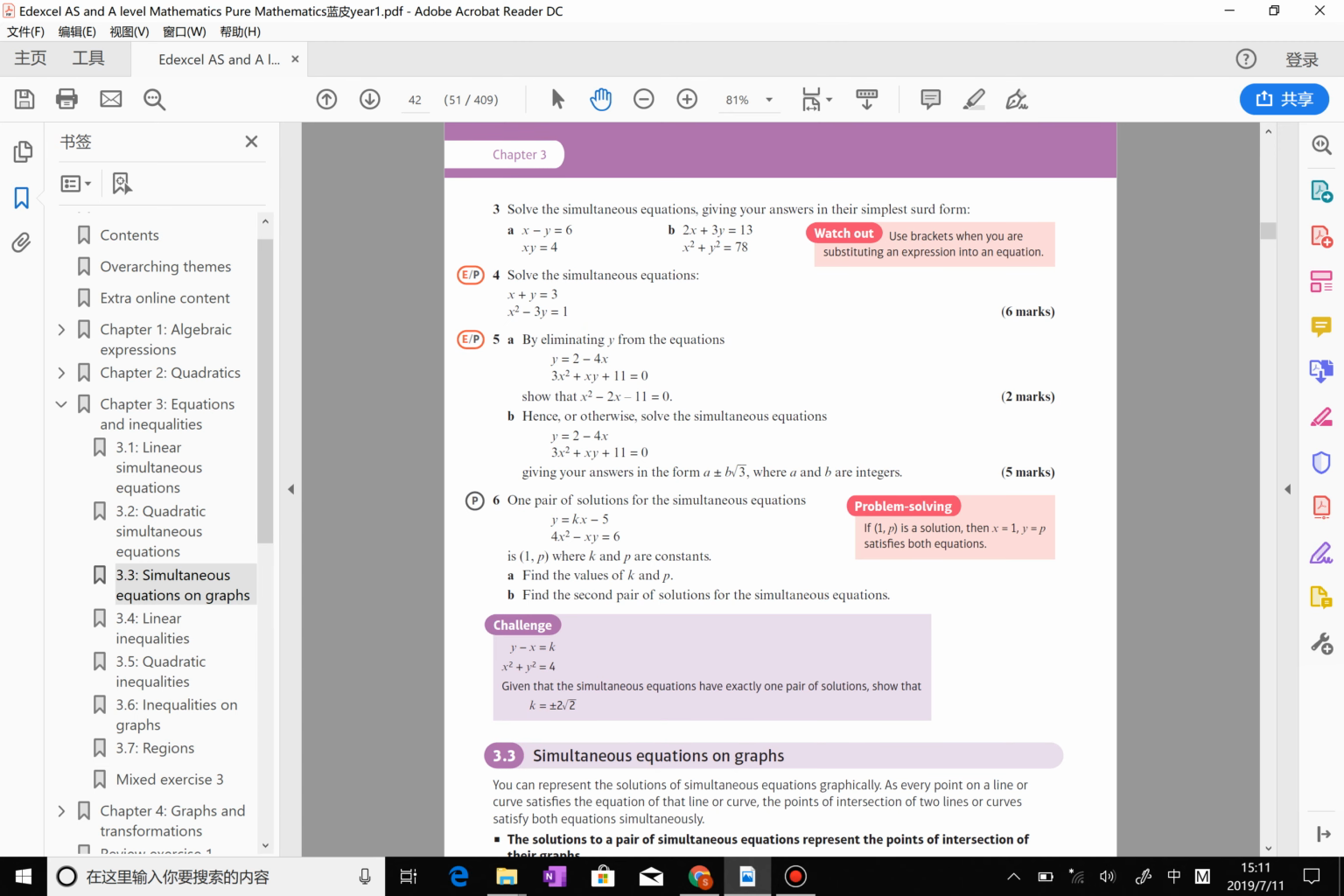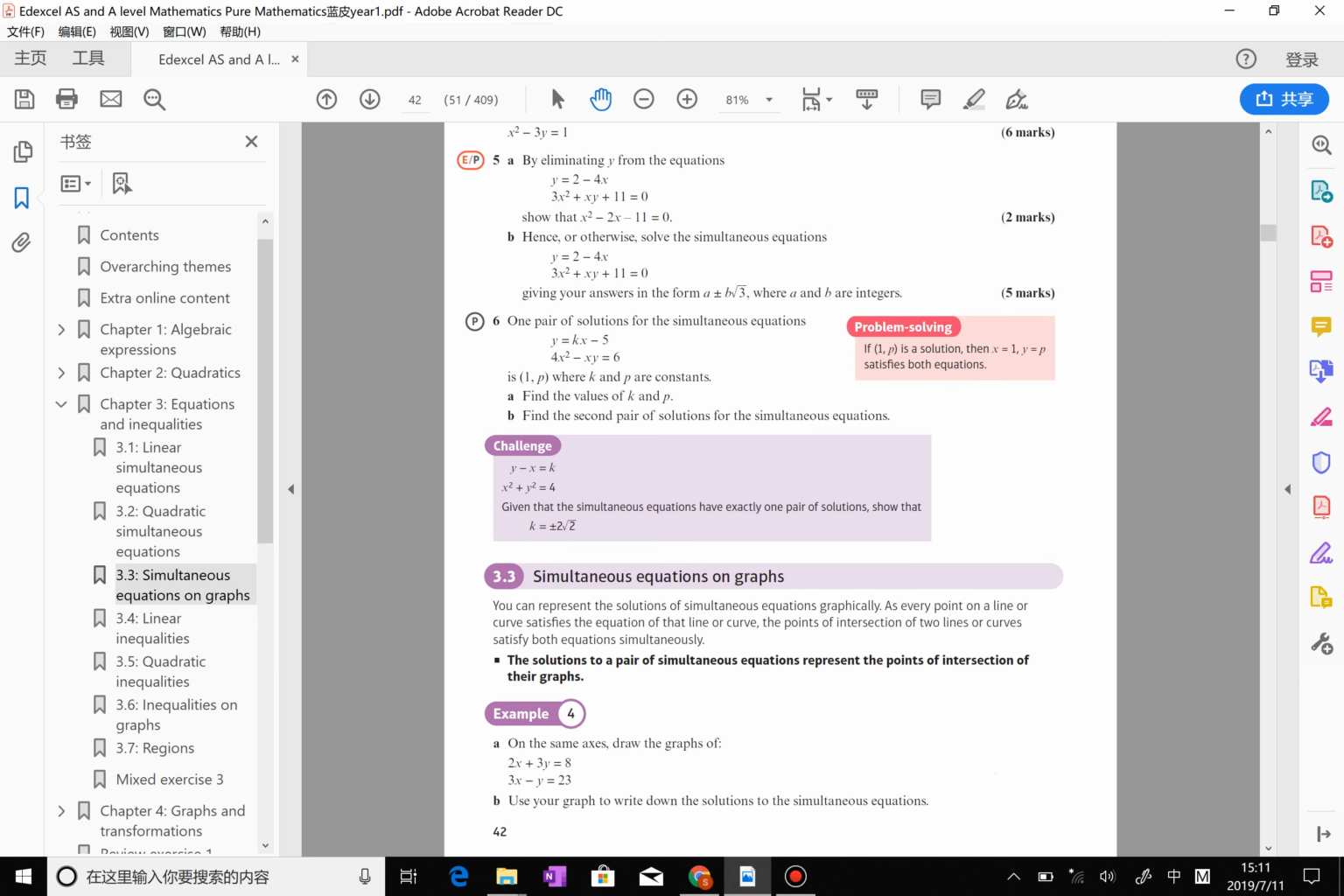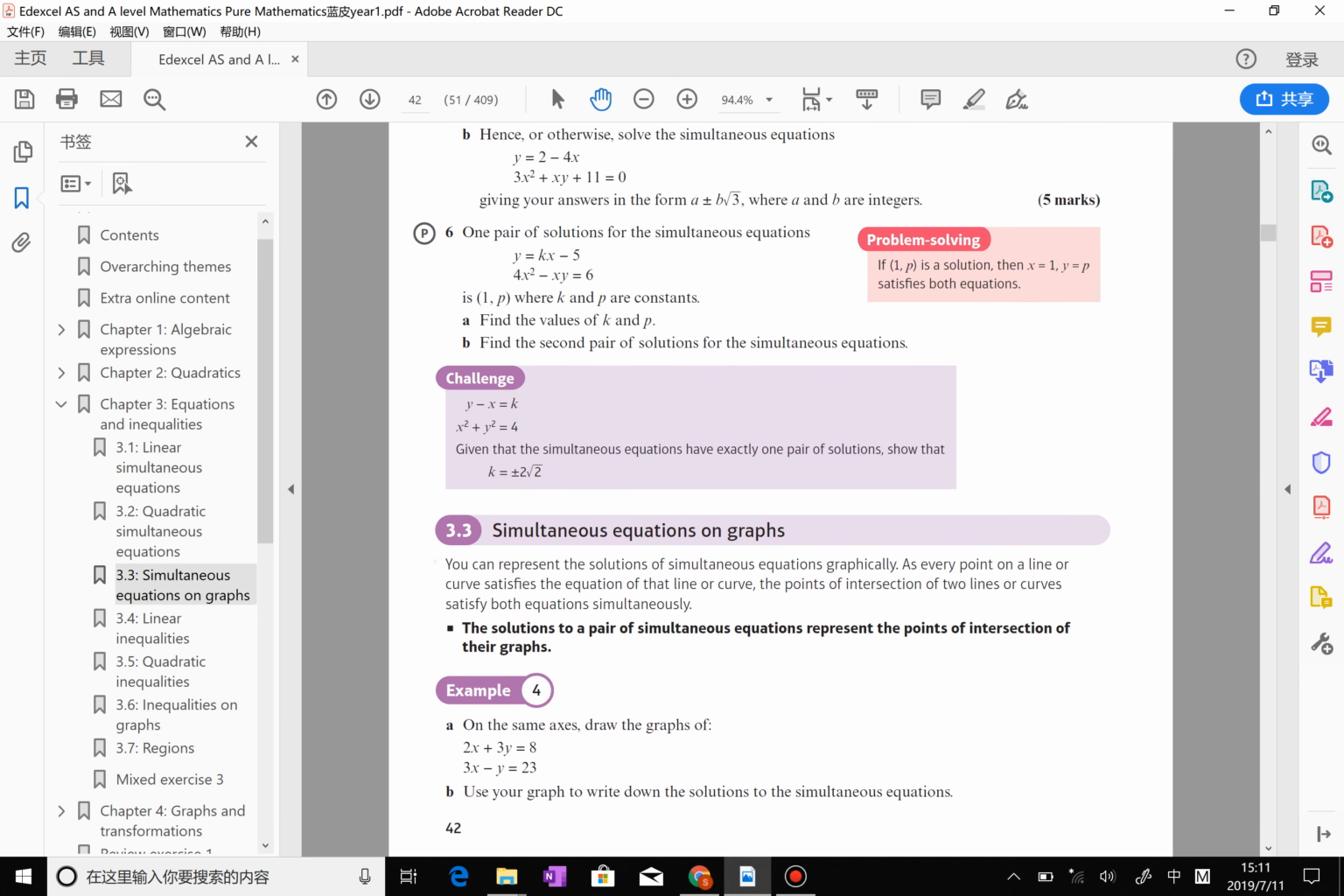So example 4, we have two equations. One is 2x plus 3y equals 8. Another one is 3x minus y equals 23. Of course, we can use elimination or substitution to solve the equations. We get the solution x equals 7 and y equals -2.